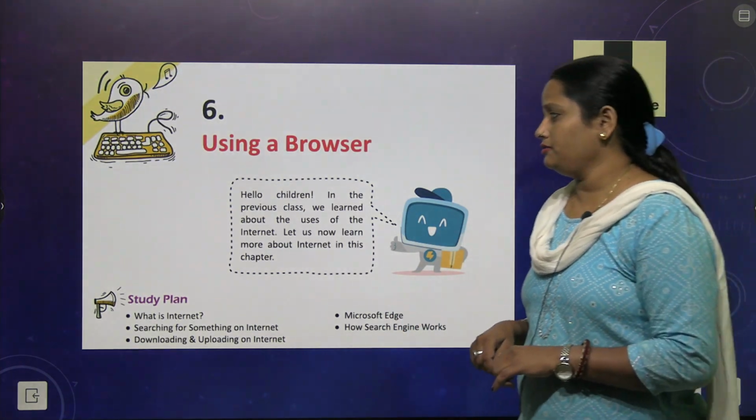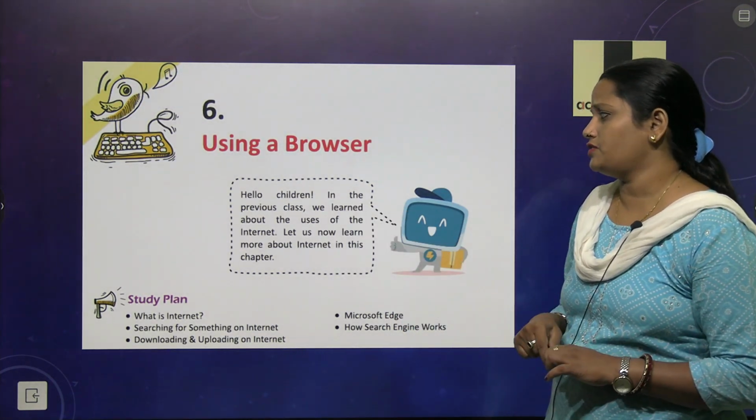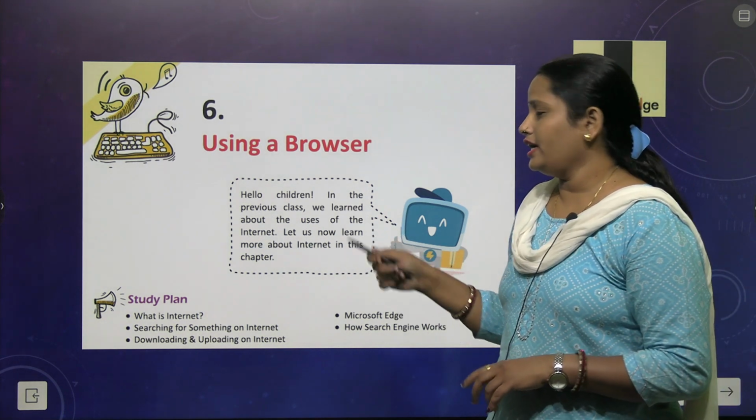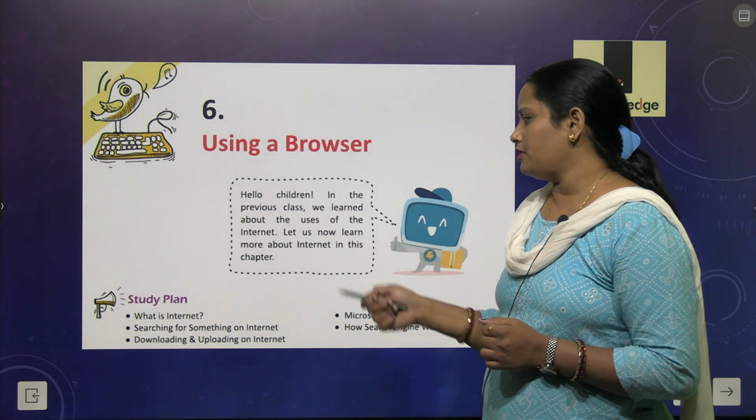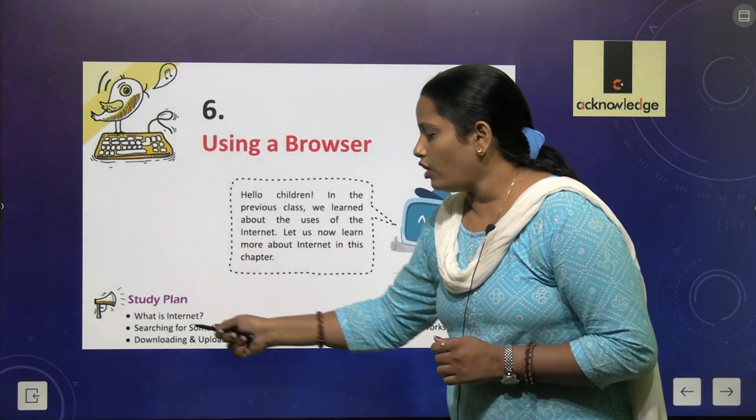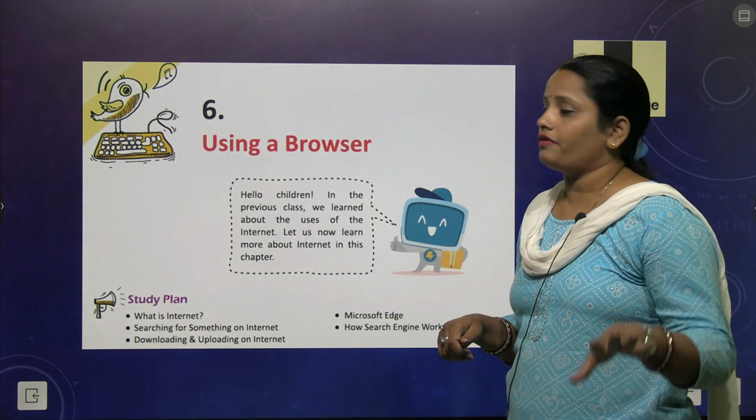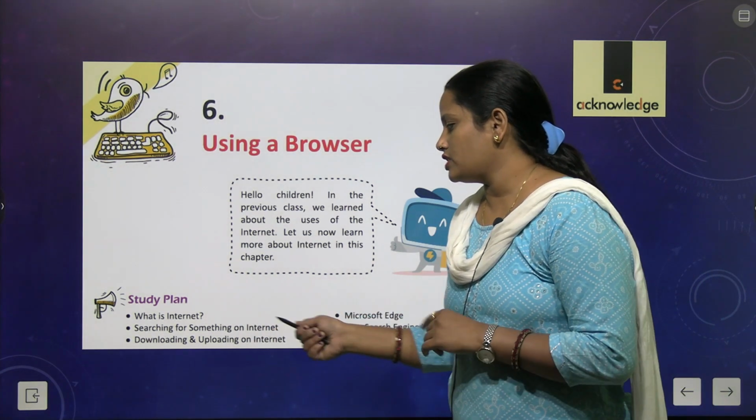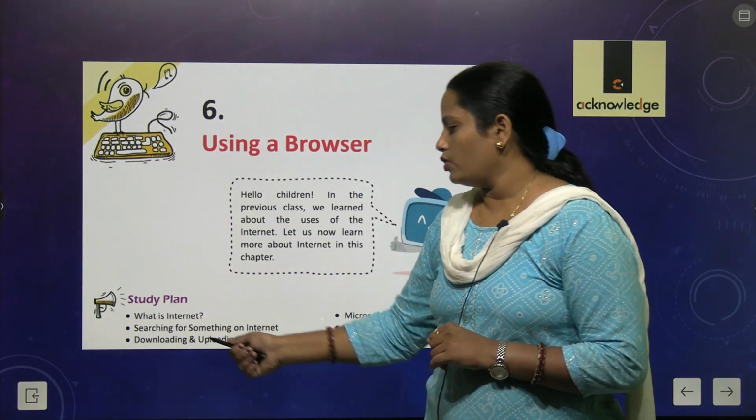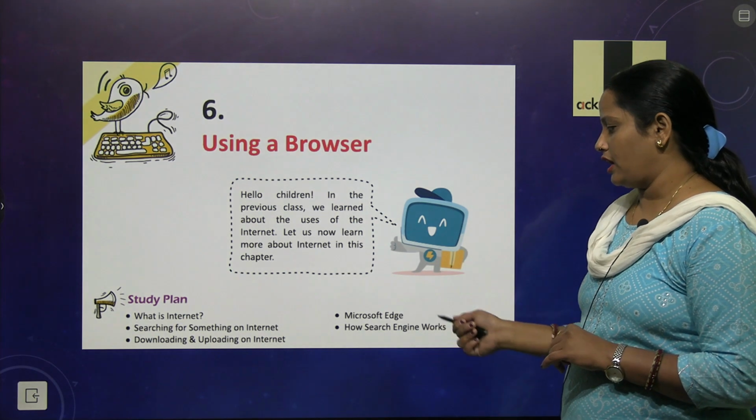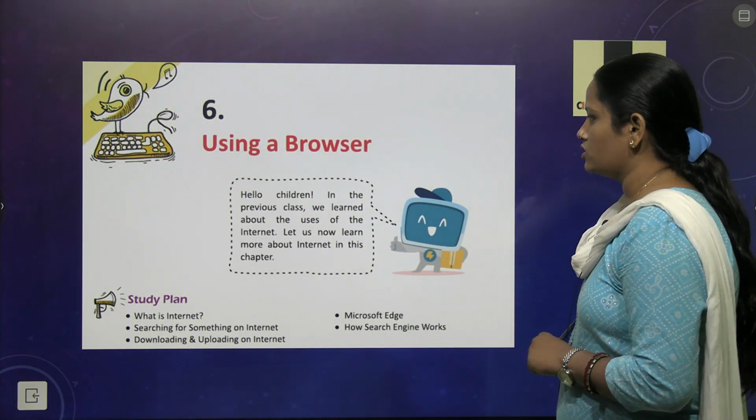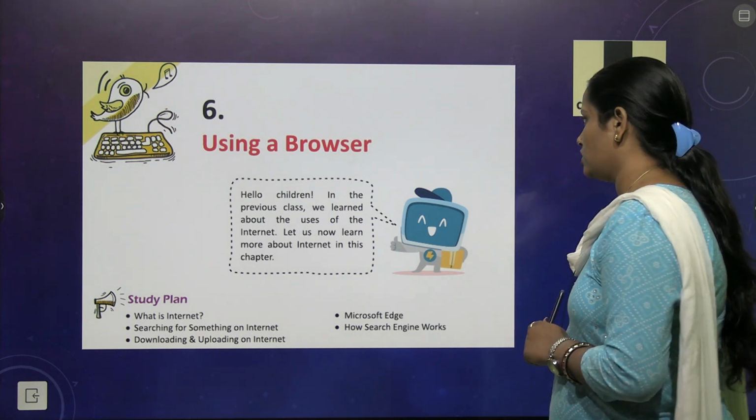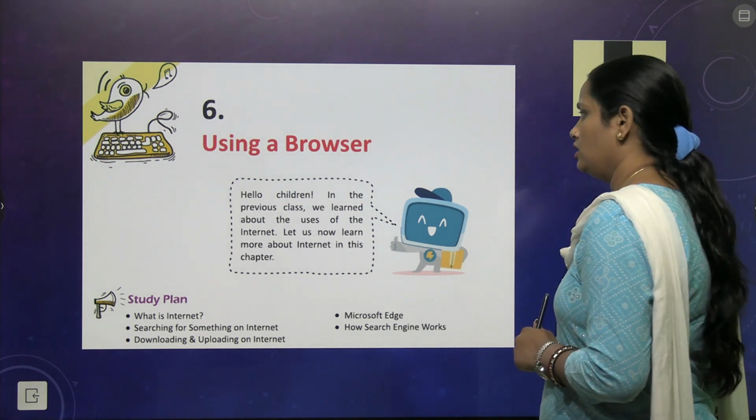So let's begin. In the previous class we have already learned what is internet and how can we use it. Now in this chapter we are going to revise that. Search for something on internet, downloading and uploading on internet, Microsoft Edge, and how search engine works. So these all things we are going to learn today in this chapter.